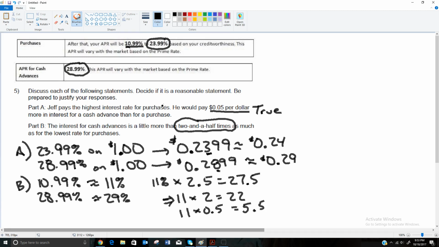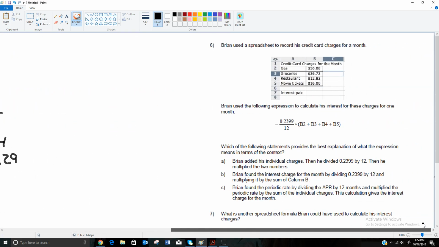So it says again, the interest for cash advances is a little more than 28.99 versus 27.5, as much as the lowest rate for purchases. So that is correct. They're paying more than 2.5 times their regular purchase interest rate for getting a cash advance. Okay, so now let's finish up with these last couple questions.